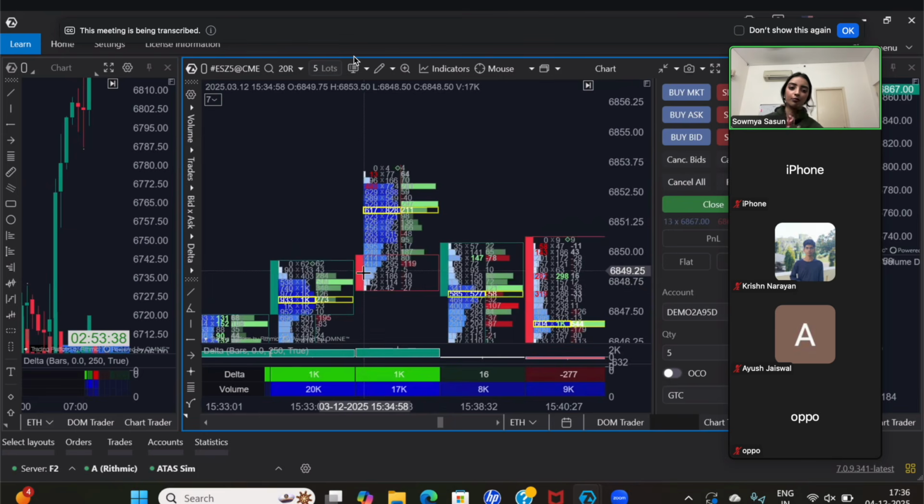This is going to give me a short opportunity. This particular candle is going to confirm for me to take a short trade. I think the price will go down from here. This is my confirmation candle. Did you get it?